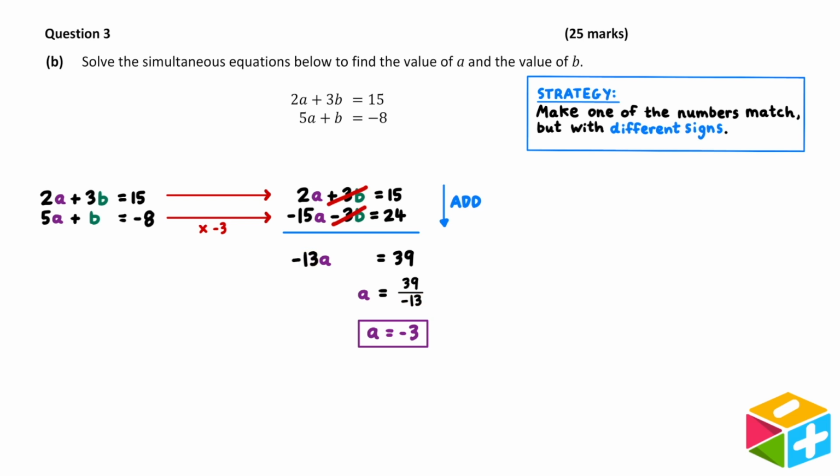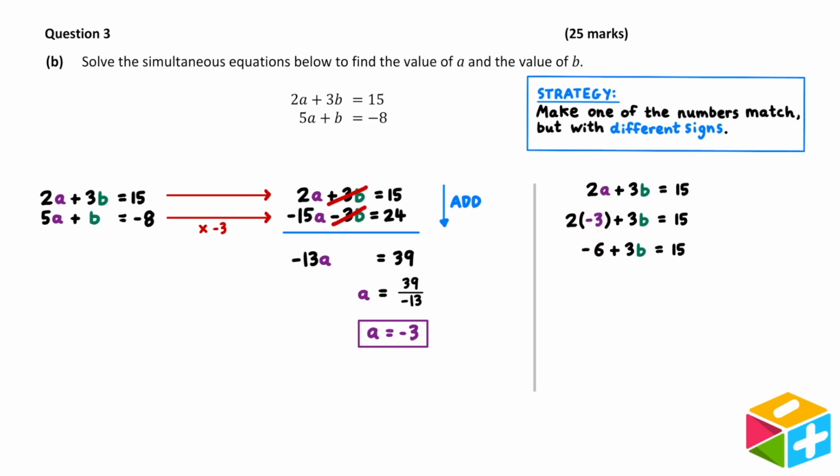We're not done yet. We were asked for the value of b as well as the value of a. To find this, we can take one of our original equations and substitute in the value of a we found. Here, I'm going to take the first equation, 2a plus 3b equals 15. We found that a is minus 3, so we can sub this in. 2 times minus 3 is minus 6, so we get minus 6 plus 3b is 15.